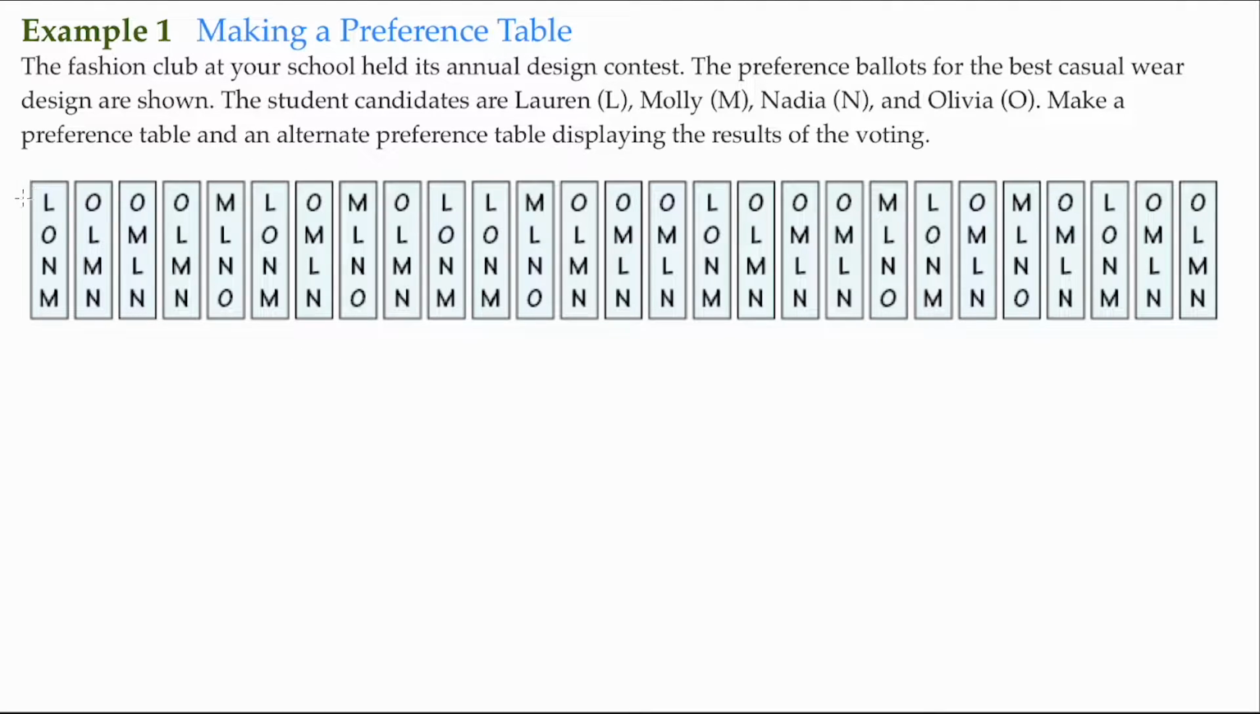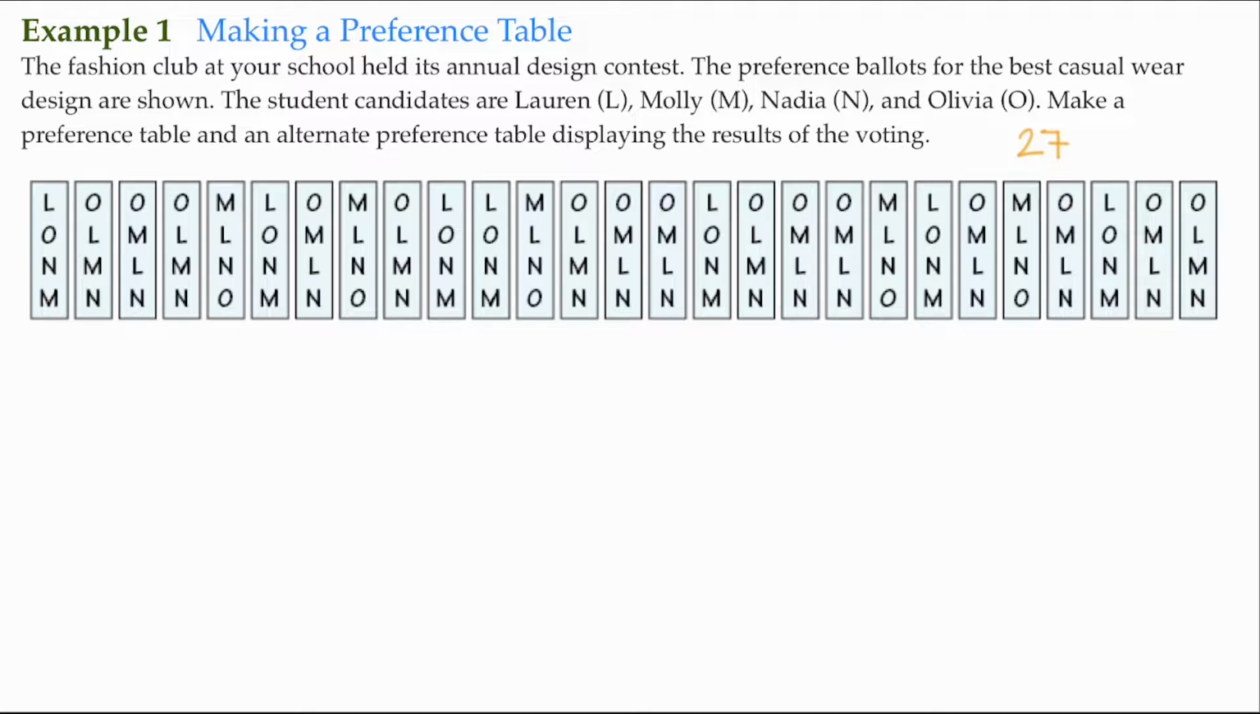And for this first one here, you can see on this ballot, since they can rank the candidates, this particular ballot ranked L, that's Lauren first, ranked Olivia second, that's O, Nadia third, and then Molly fourth. So these are all the ballots that were cast. And if we count up all these ballots, we'll count up 27 ballots. There's 27. That means there were 27 people who voted. And this is the individual ballots and how they ranked everybody.